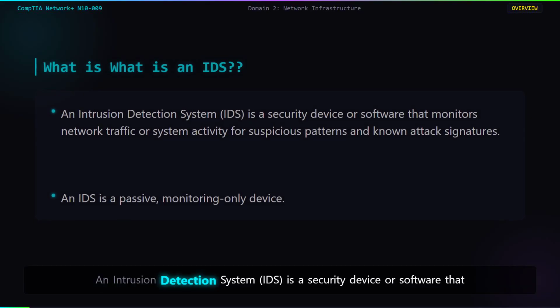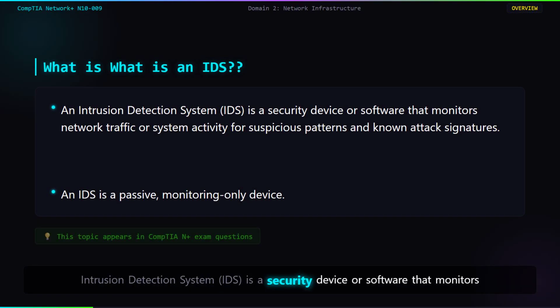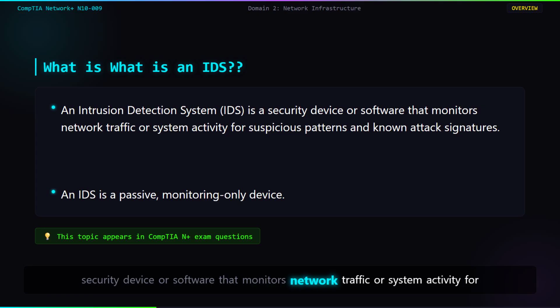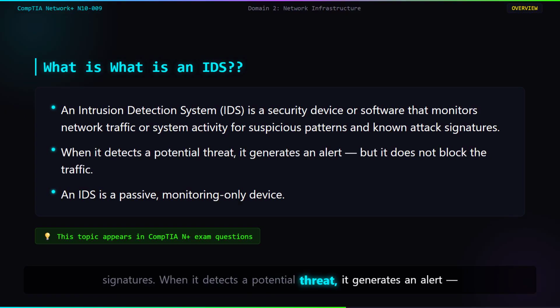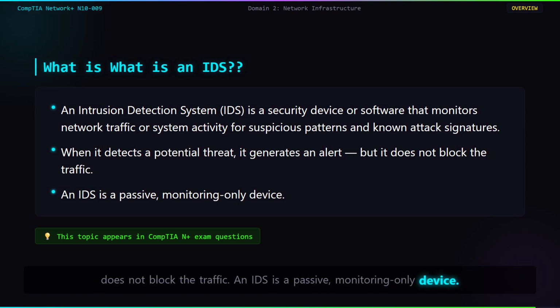An Intrusion Detection System, IDS, is a security device or software that monitors network traffic or system activity for suspicious patterns and known attack signatures. When it detects a potential threat, it generates an alert, but it does not block the traffic. An IDS is a passive, monitoring-only device.